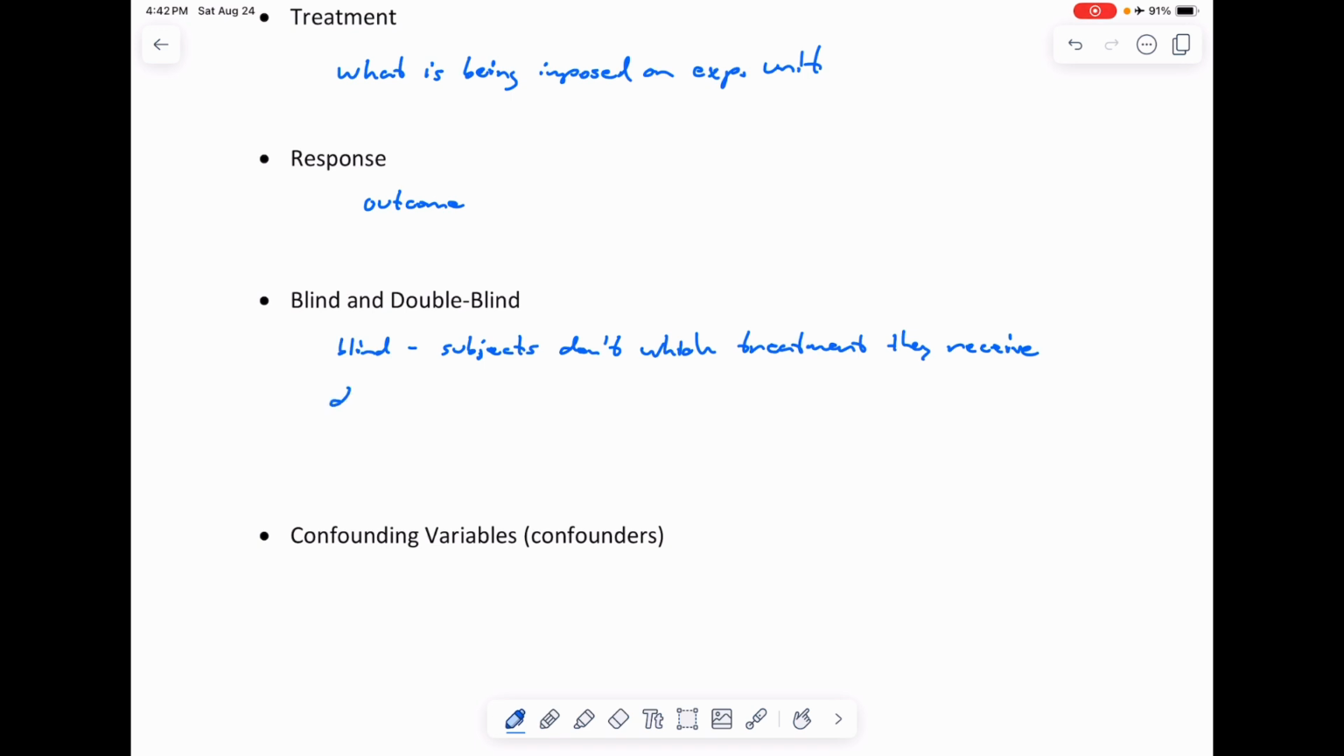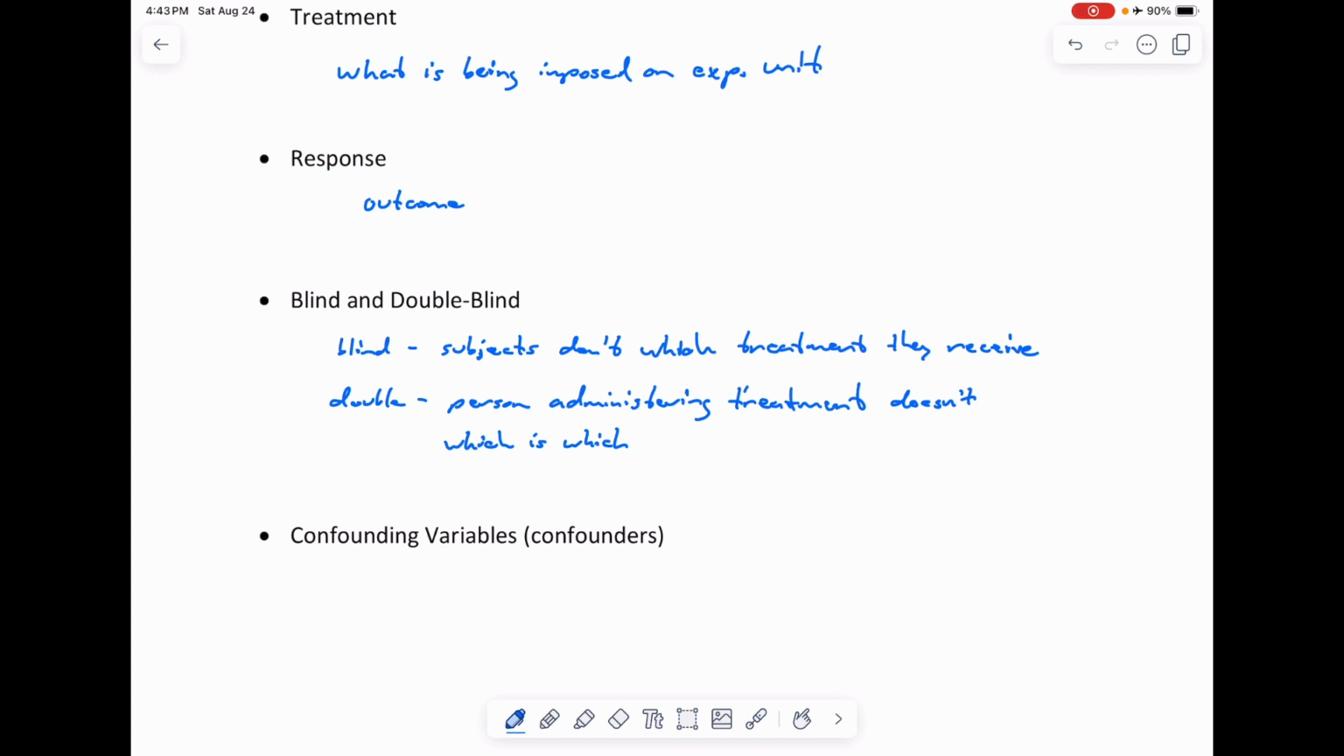In a double blind, neither the subjects nor the people administering the treatment know which is which. So I'm just going to focus on the latter part. The person administering the treatment doesn't know which is which. So in this case, they don't know if they're giving the drug or the placebo.